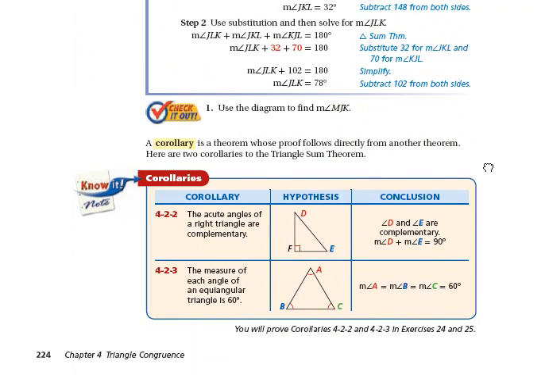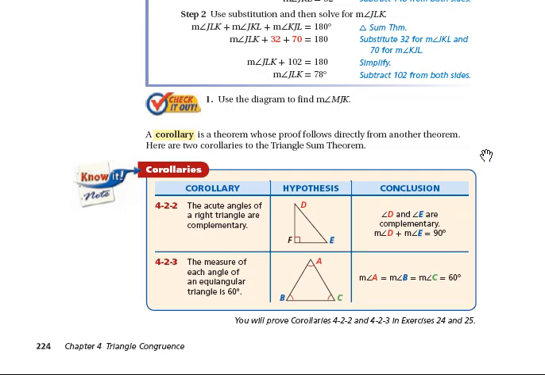Now, a corollary is a theorem whose proof follows directly from another theorem. So these are some corollaries that go along with this. The first one has to do with the other two angles of a 90-degree angle. Remember, the three angles added together are 180. If you have a 90-degree angle, that means that angle D and E are what we call complementary, or when we add those together we get 90 degrees.